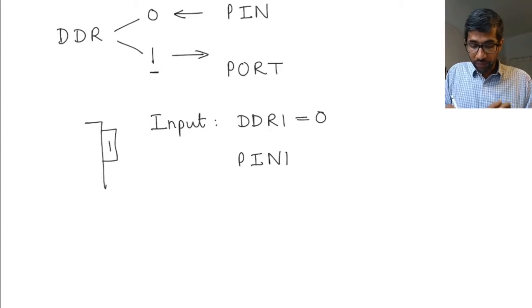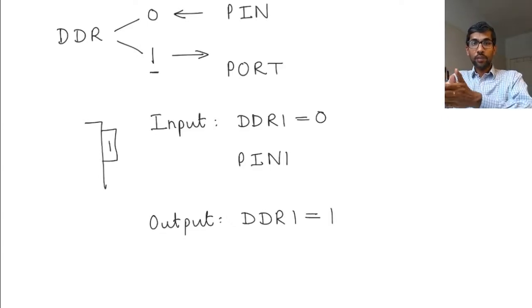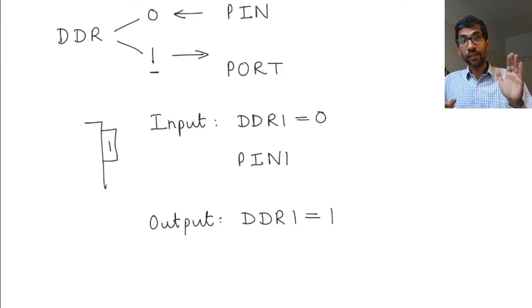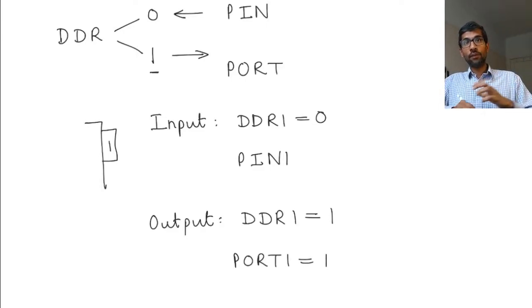Now, if I set this pin as an output, how do I do that? I'll do that by selecting DDR1 and making it 1. Now, something has to be output there, right? I want to output a 0 or a 1. So I decide I want to output 1. How am I going to do that? Easy. I'm going to take this register port 1 and say port 1 equal to 1. As soon as port 1 becomes 1, the data which is in port 1 is pushed out at pin 1.